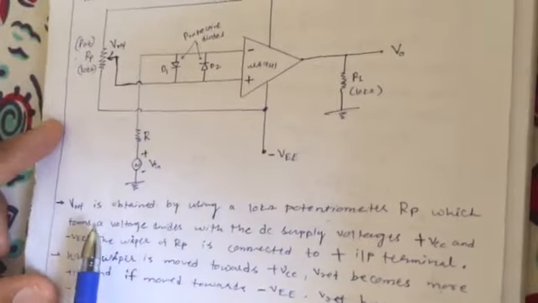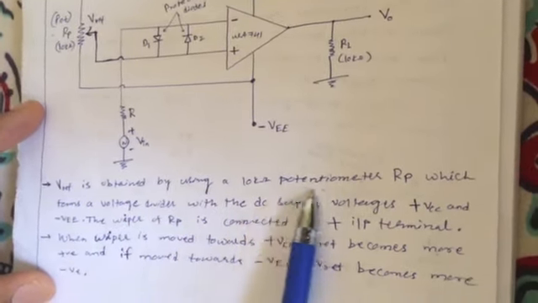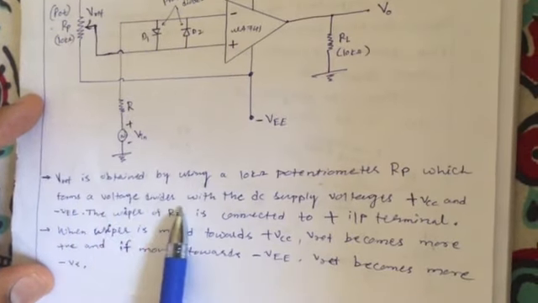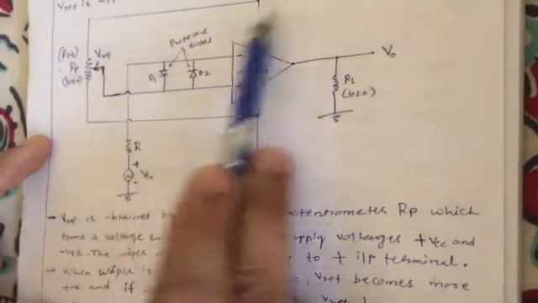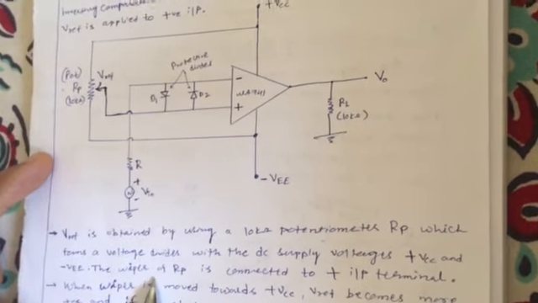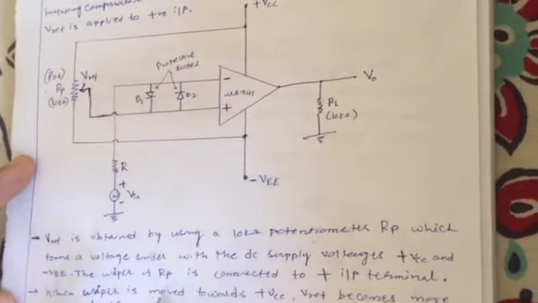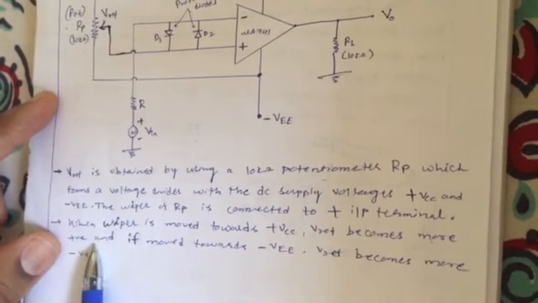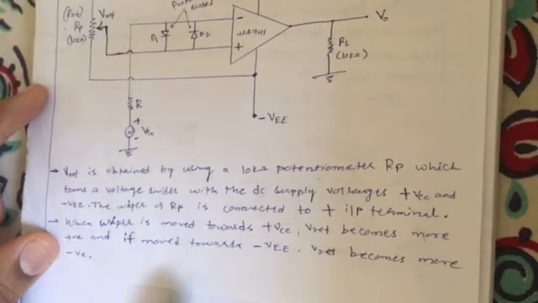Let us study this. First point, V reference is obtained by using a 10 kilo ohm potentiometer RP, which forms a voltage divider with the DC supply voltages plus VCC and minus VEE. Here are the positions of plus VCC and minus VEE. The wiper, the center portion of RP, is connected to the positive terminal of the op-amp. When the wiper is moved towards plus VCC, V reference becomes more positive, and if you move the wiper towards minus VEE, V reference becomes negative.